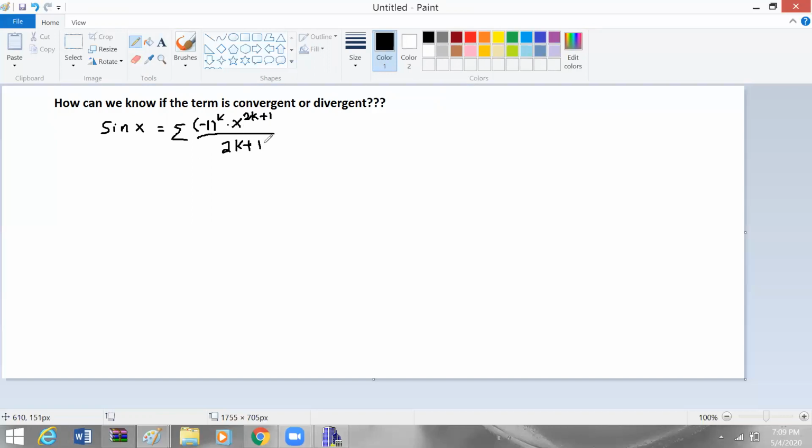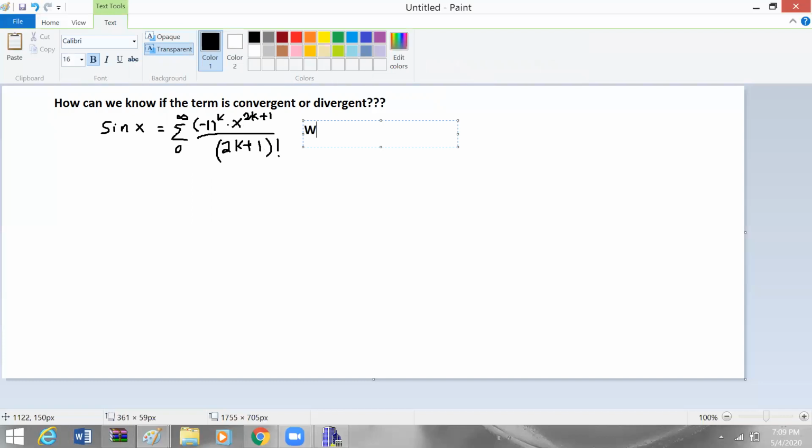How do we know the radius of convergence, from k equals 0 to infinity? What is the radius of convergence? What is the value of x that is going to make this series converge? In other words, what is the value of x, or the bound of x, that makes the series converge?